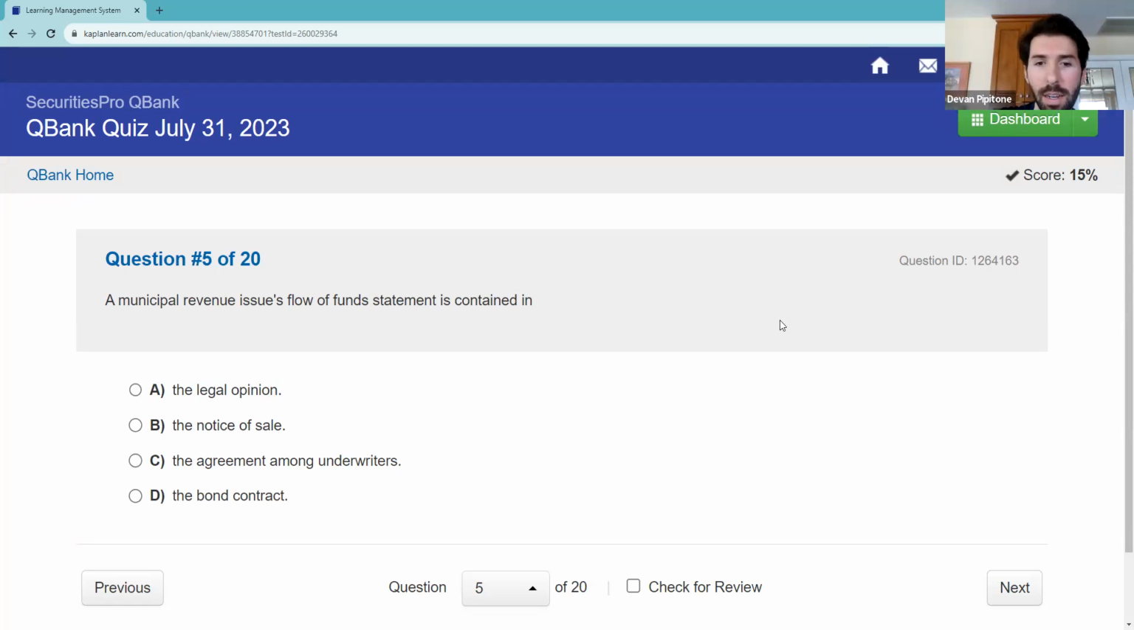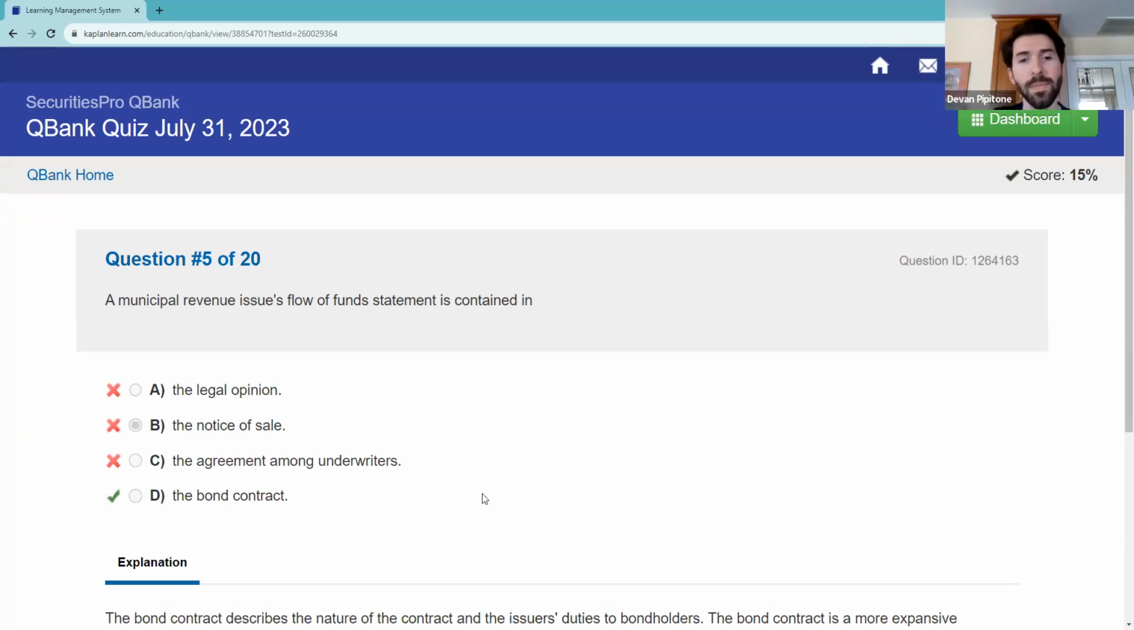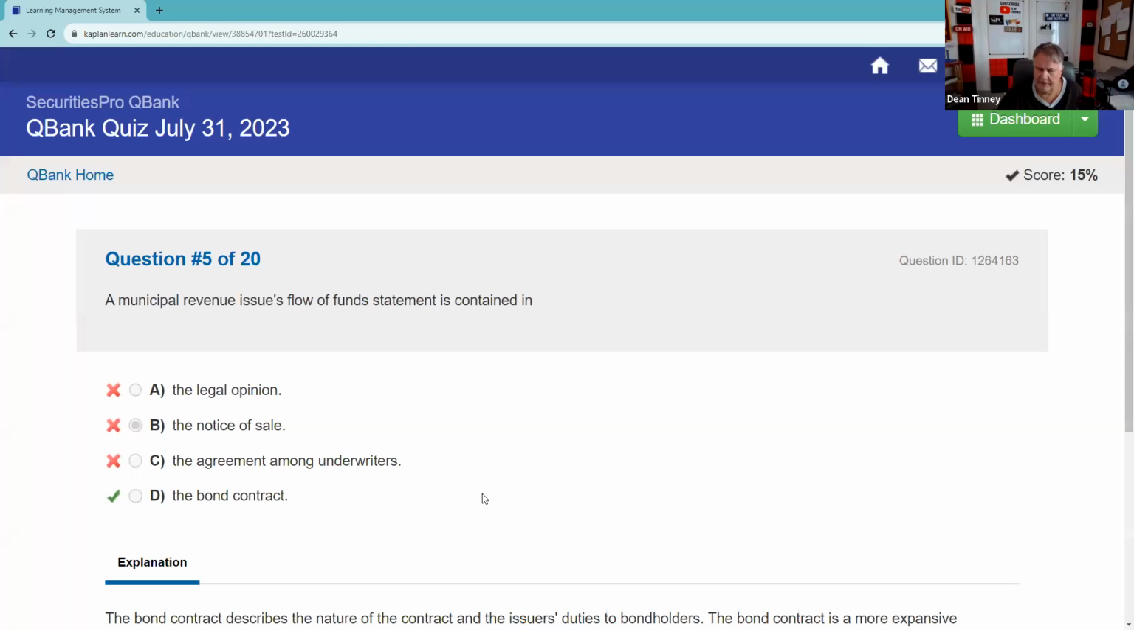I'm going to take a shot and say the notice of sale. I got you. It's actually the trust indenture, aka the bond contract. Right? Okay. That's where we find the flow of funds. I like this answer set, by the way. Very much like the test. All of these could have been right answers to different questions. The answer here is the bond contract or bond covenants or the trust indenture, however we want to describe that.